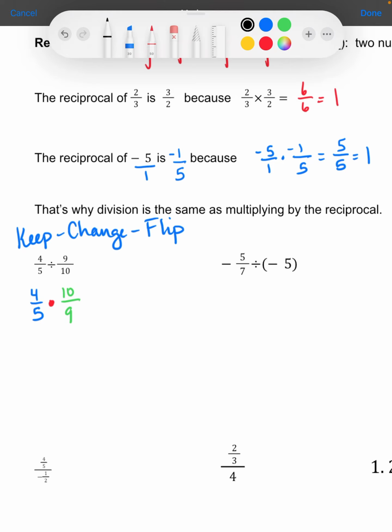And then we can cross cancel sometimes. It's a beautiful thing. And then we multiply across the numerators and across the denominators. And there's my answer.